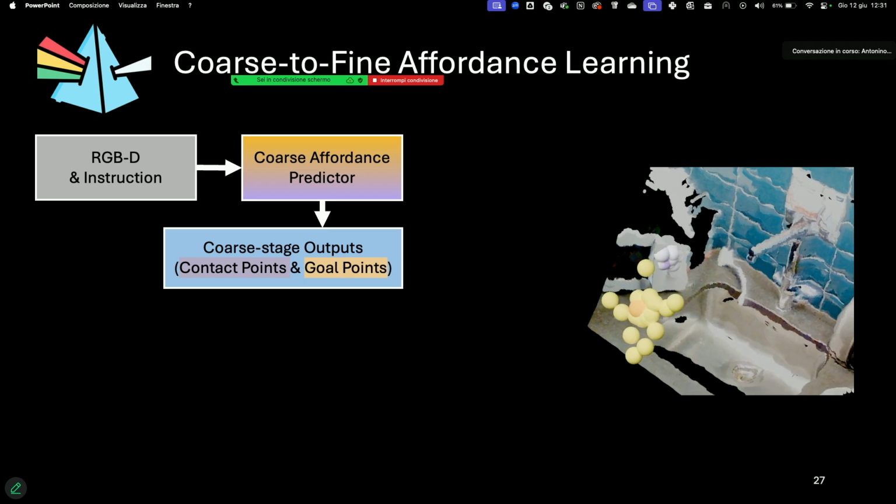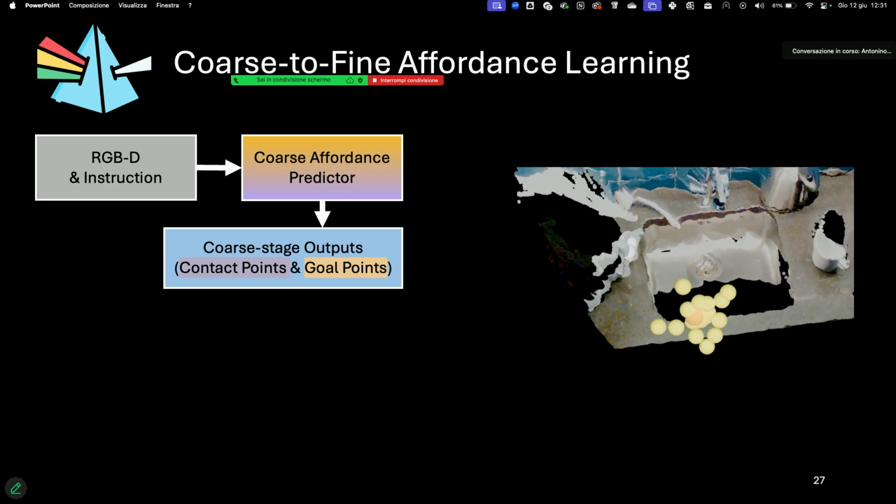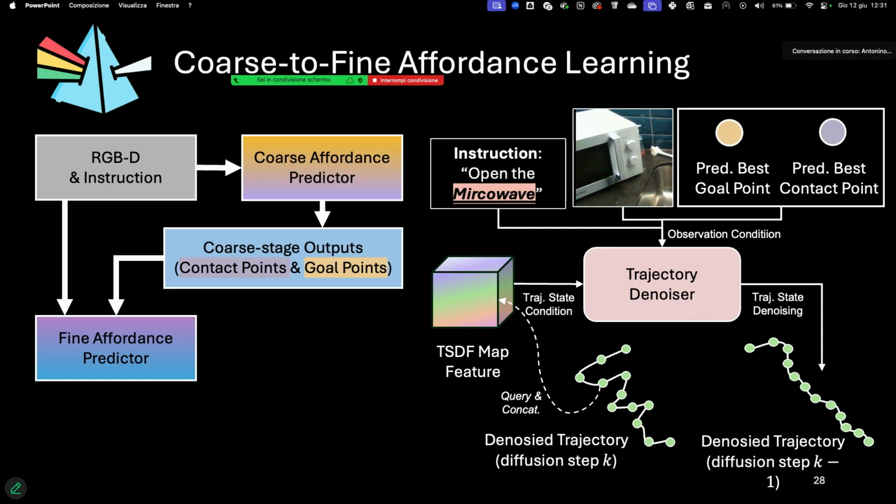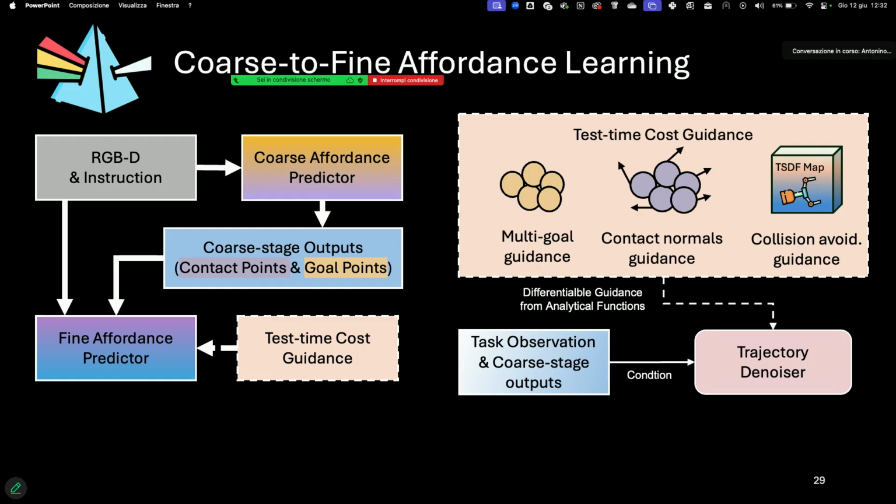Here are the results. Then, conditioned on this coarse stage output together with the task observations, we employ a denoising network. It iteratively removes the noise of the sampled trajectory in each diffusion step, and it gives us the final interaction trajectory. Due to the in-the-wild nature of our affordance data, it's not perfect, and our affordance model is expected to mitigate such noise and also generalize towards new embodiments or new environments.